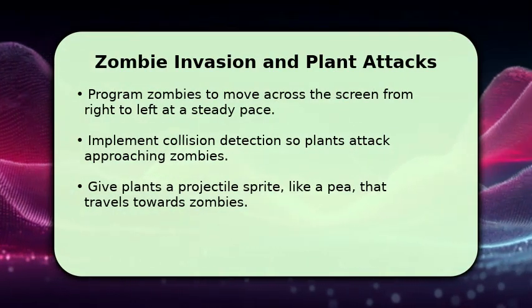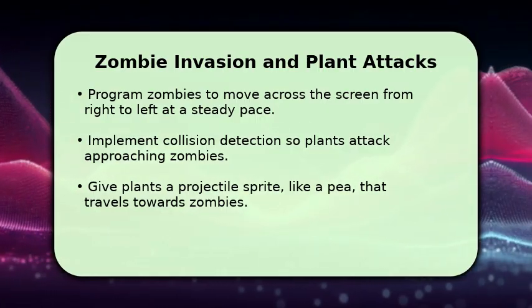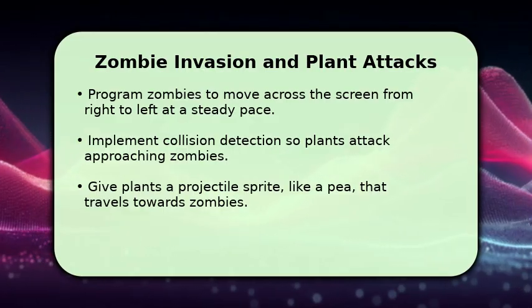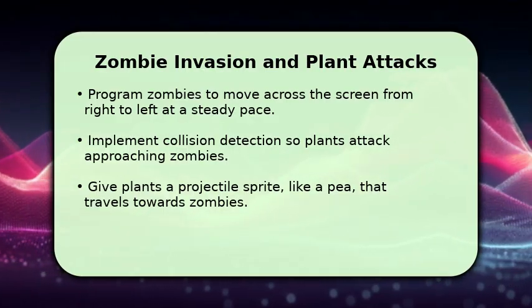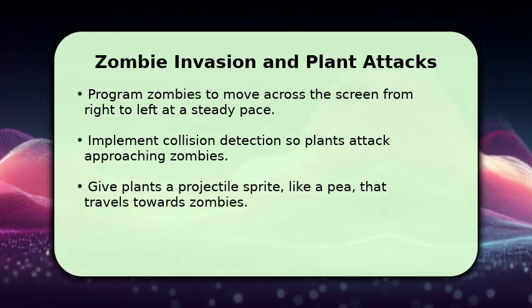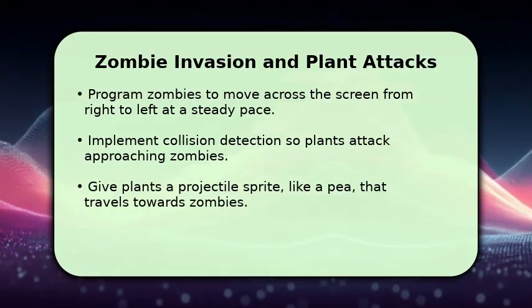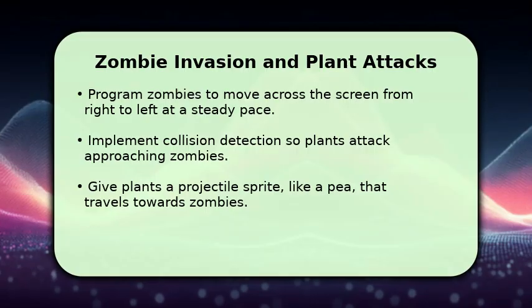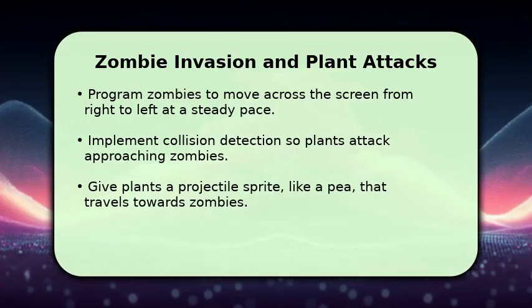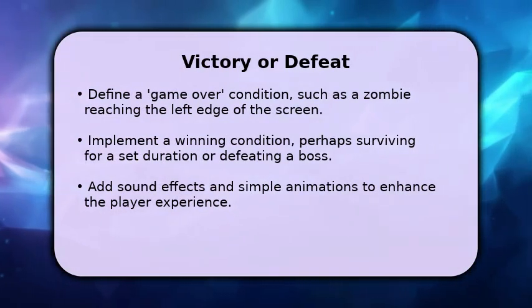Next up, the zombie invasion and plant counterattacks. Your zombies will march steadily from the right side of the screen towards the left. We'll set up collision detection so that when a zombie gets close to a plant, the plant starts attacking. This usually involves launching a projectile, like a pea, that travels towards the zombie. Each zombie will have a health value, and once it drops to 0, the zombie sprite will disappear, simulating its defeat.